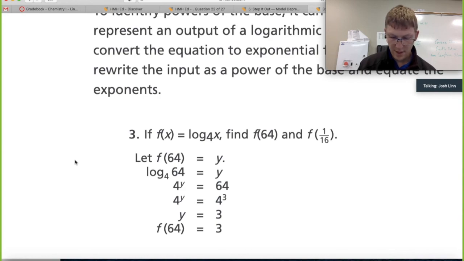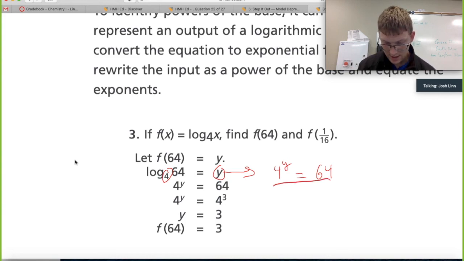So then from there, we can switch that. Remember, to turn this into an exponent, we've got our base, log base 4, so our 4, our y comes up here, and the whole thing equals 64. So this might be a little bit easier to recognize.